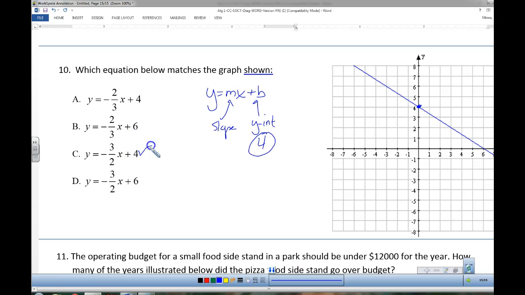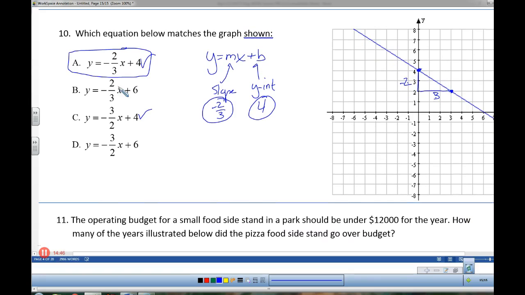Well, I know right now it's either this one or this one, because they both have a y-intercept of 4. What's going to be the difference is the slope. So for slope, I find a point, and then I go to the right and find another point. There it is. That point crosses nicely. How do I get from the left to the right? I went down 2 and over 3. So the rise was -2, the run was 3. So my slope is -2/3. The one that works there is A. Y equals -2/3 x plus 4.